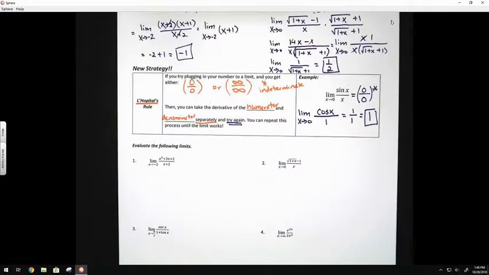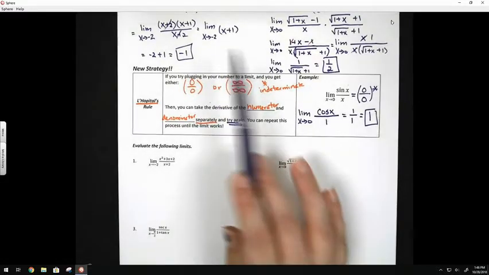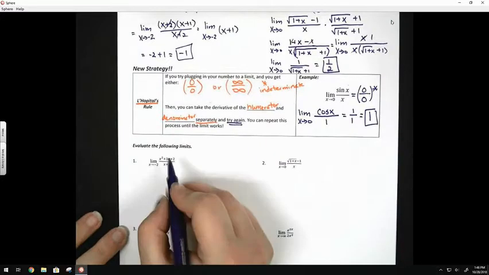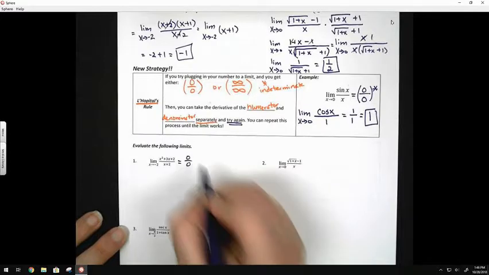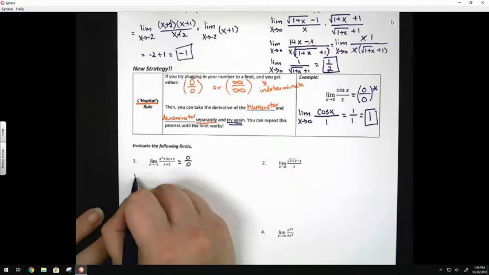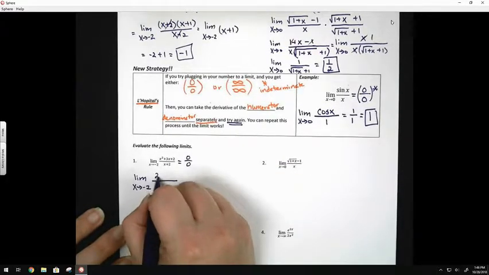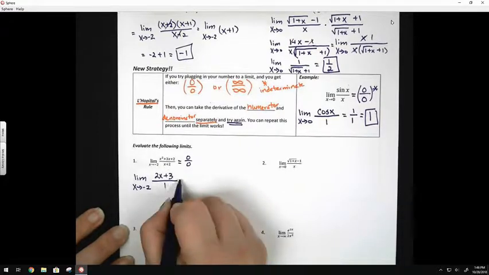All right, so if you notice, these first two examples are actually the two examples that we did up here. So I'm going to show you how quick they can be by applying L'Hopital's rule. So we already know that if we substitute this in, we would get 0 over 0. So if we apply L'Hopital, we'd get the limit as x approaches negative 2. The derivative of the top is 2x plus 3, and the derivative of the bottom is 1.